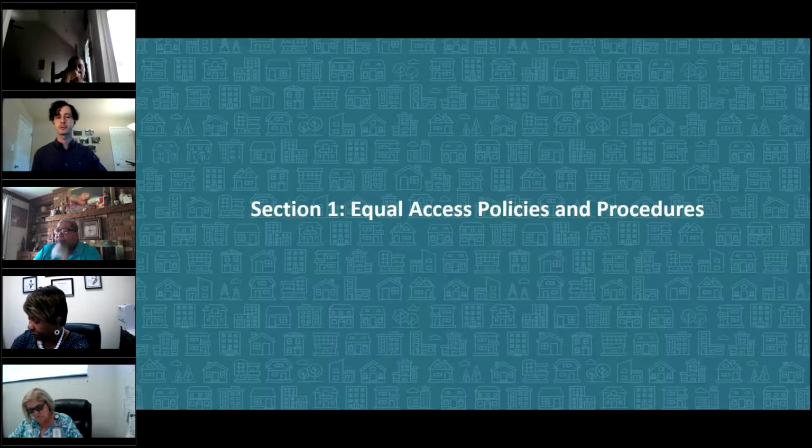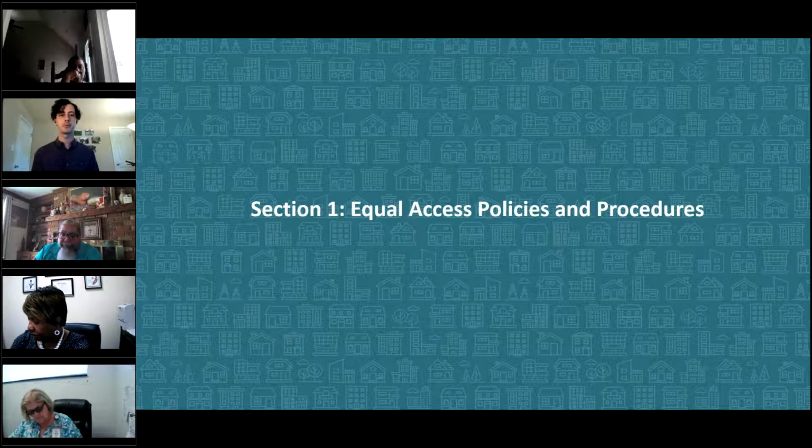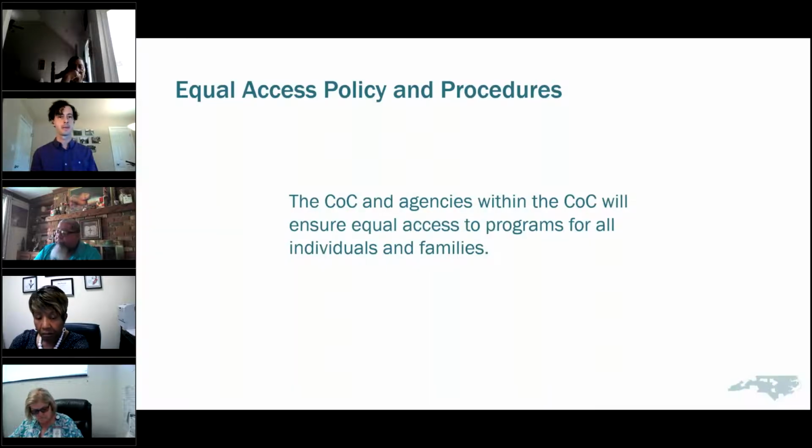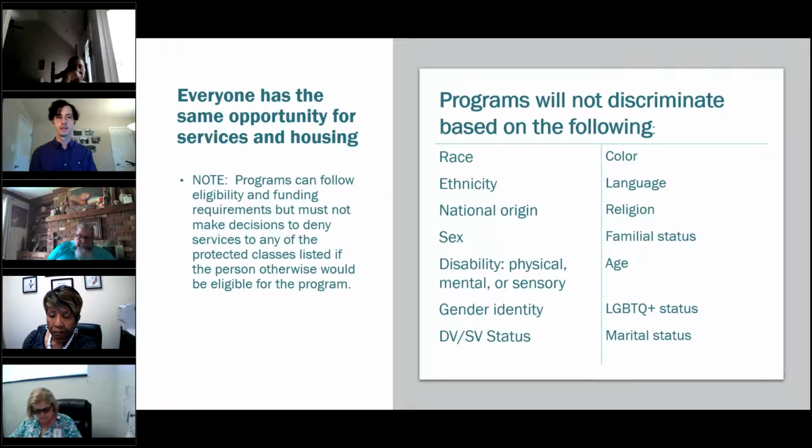All right, so to jump into the first section, then we will look at the equal access policies and procedures. So overall, the COC and agencies within the COC will ensure equal access to programs for all individuals and families. So what this means is that everyone has the same opportunity for services and housing. So programs can follow your eligibility and funding requirements, but must not make decisions to deny services to any of the protected classes listed if the person otherwise would be eligible for that program.